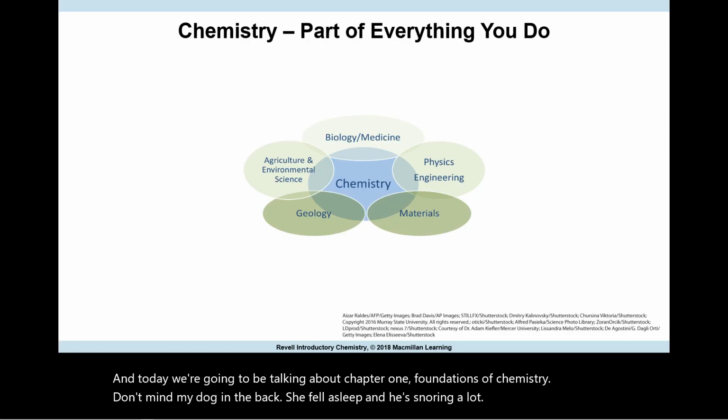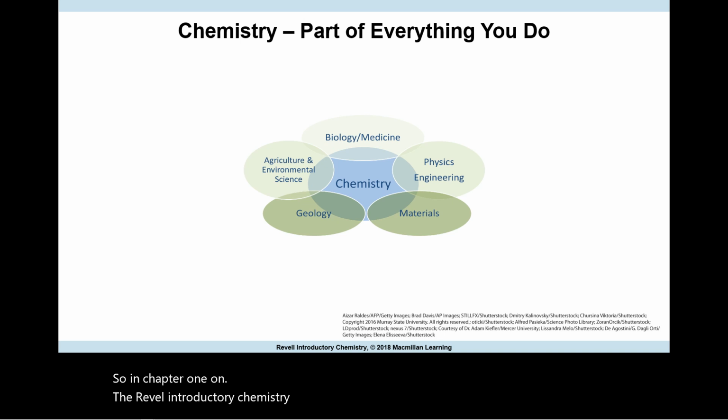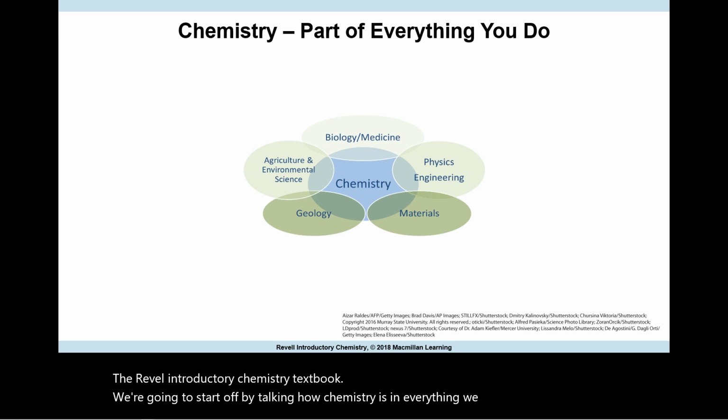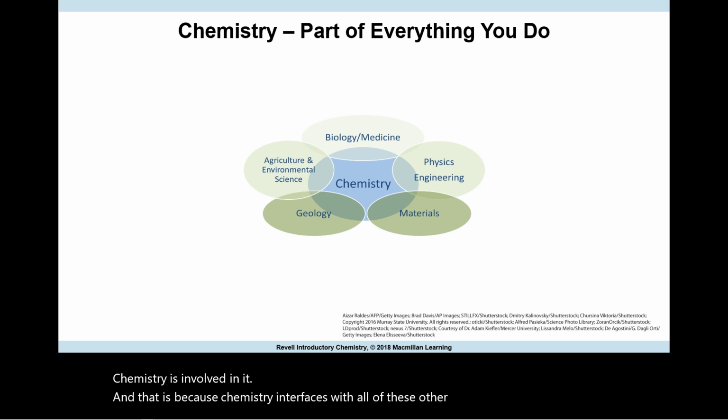Okay, so in Chapter 1, in the introductory chemistry textbook, we're going to start off by talking about how chemistry is in everything we do. Every single little part that we look at, our history, physics, engineering, healthcare, every field, chemistry is involved in it. That is because chemistry interfaces with all of these other fields. They all have science in them.